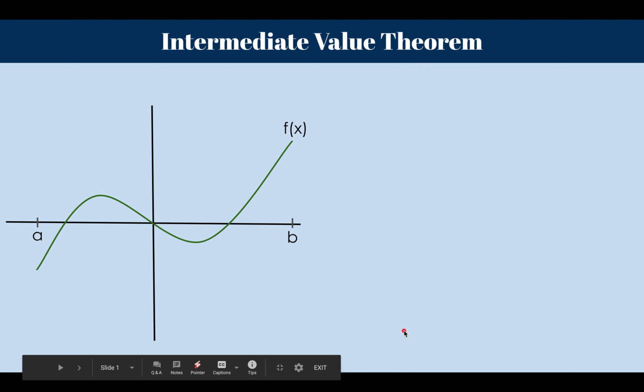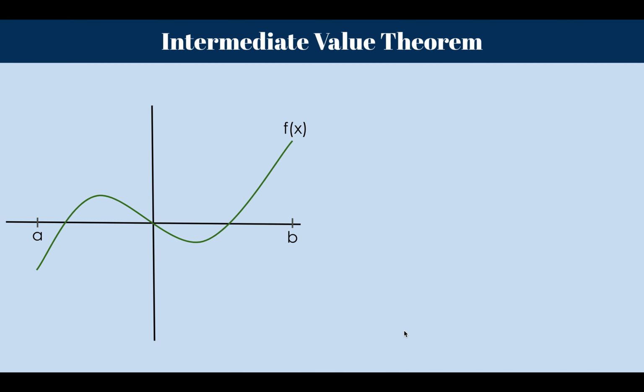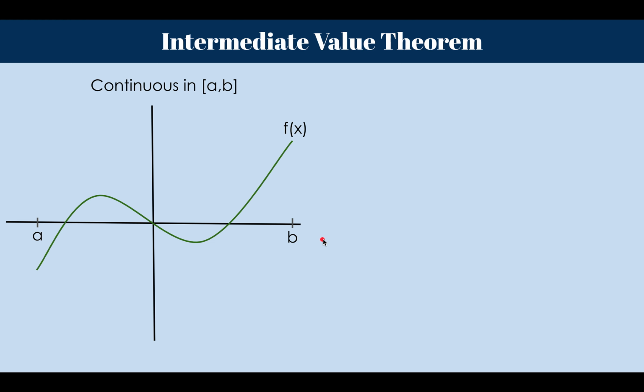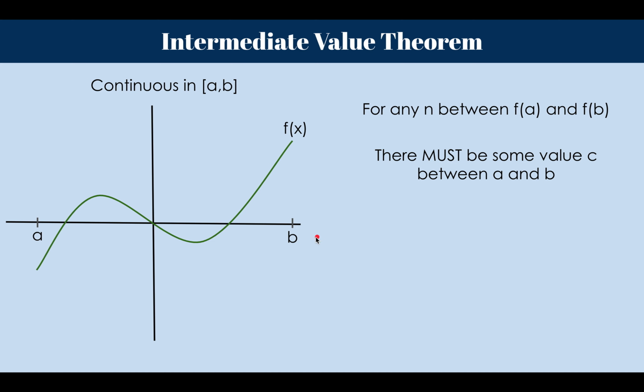Hey guys, in this video I will discuss the intermediate value theorem and walk through an example to show how it can be applied. So the intermediate value theorem applies to continuous functions. Let's say we have a function f of x that's continuous in the interval from a to b. This theorem says that for any number n between f of a and f of b, there must be some value c between a and b where f of c equals n.